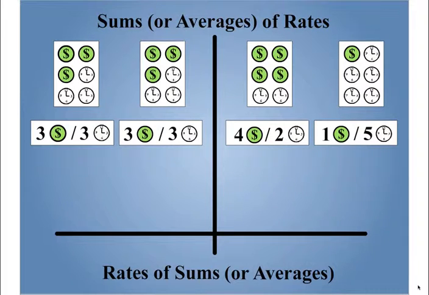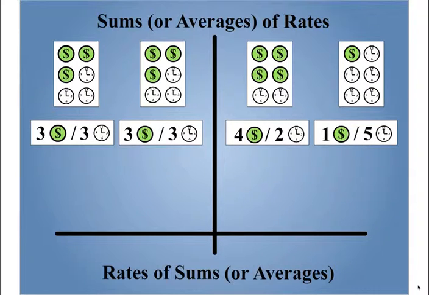For the worker on the right, the diagram again shows data for 2 days, or 2 weeks, or for 2 months. But, during the first period of work, this worker earned 4 bags of money for 2 hours of work. And, during the second period, this worker earned 1 bag of money for 5 hours of work.